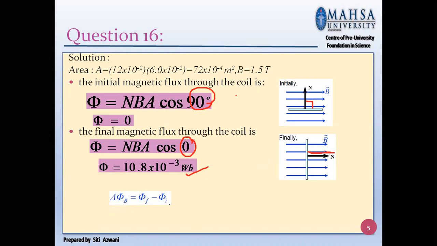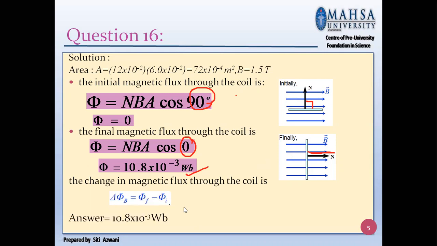Next, you need to calculate the change in the magnetic flux through the coil: final minus the initial. So the answer is 10.8 times 10 power negative 3. Is it okay?